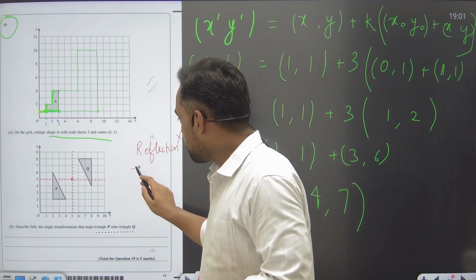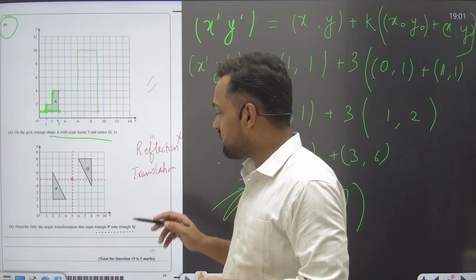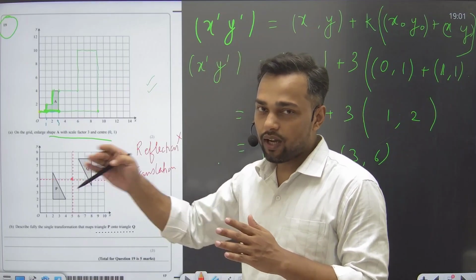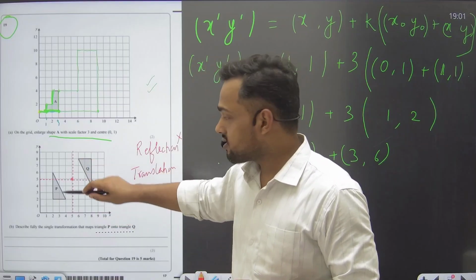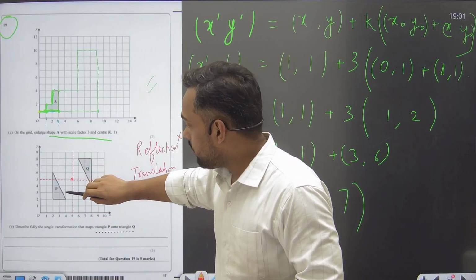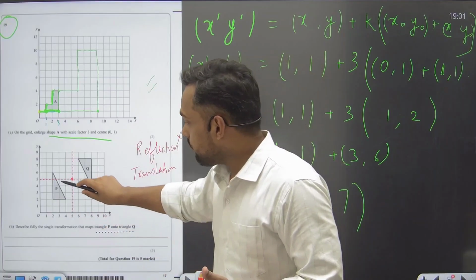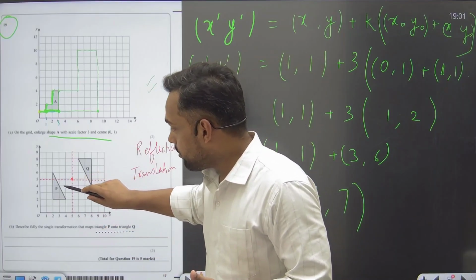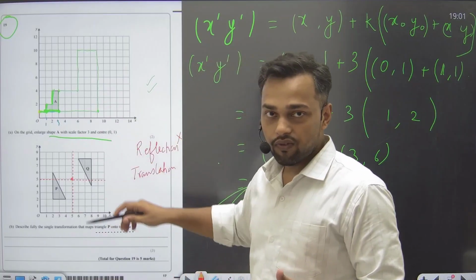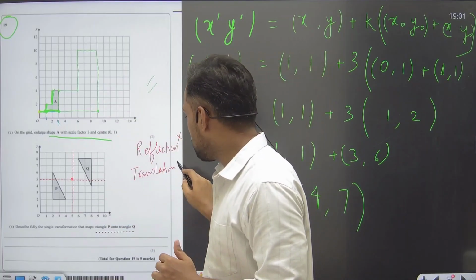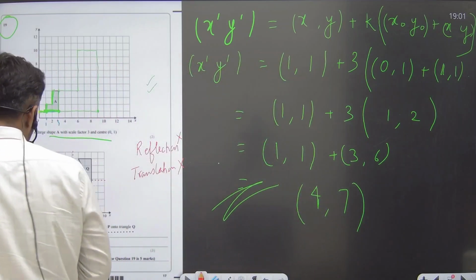Same for translation: what is translation? Translation is moving along the x-axis and y-axis. So if this particular figure moves along the x-axis or y-axis, would it overlap Q? It is not possible, because if we move forward or backward along the x-axis, and similarly up or down, it will not overlap figure Q. So it is not the case of translation either.